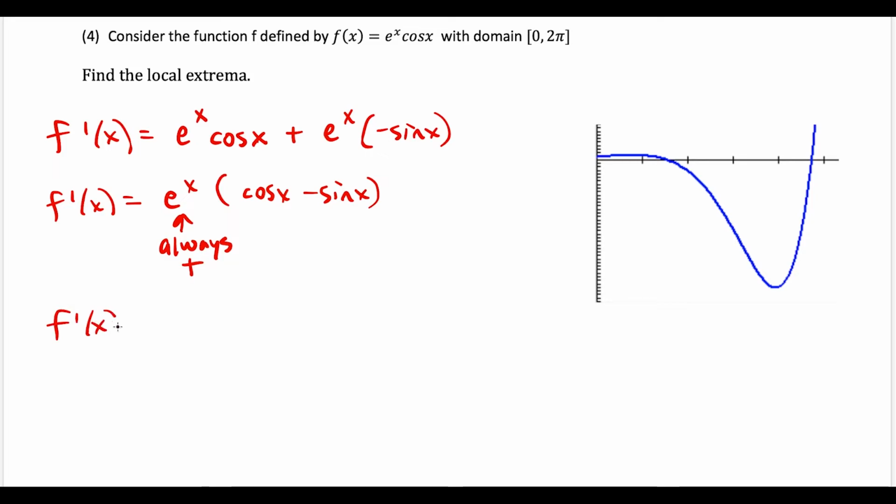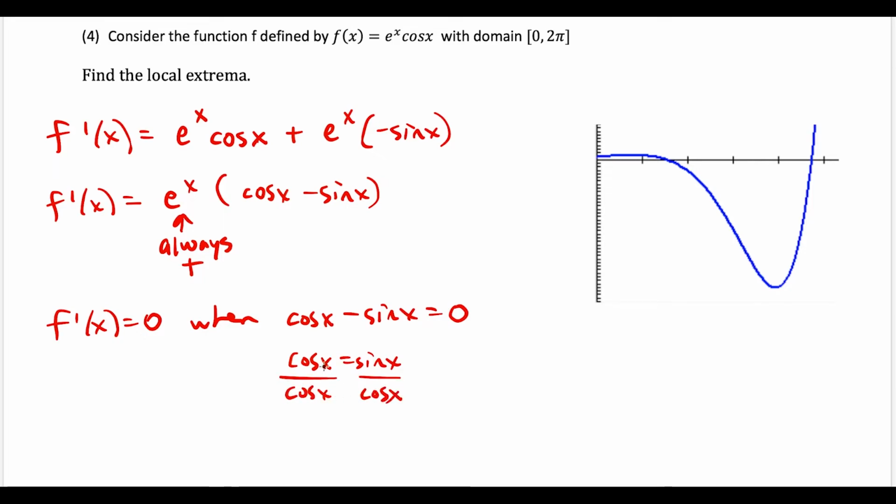f prime of x is going to equal 0 strictly when the second factor equals 0, when cosine x minus sine x equals 0. But now we could do a little trigonometry here. This is going to be true when cosine x is equal to sine x, and if we divide both sides by cosine, we're really solving for when 1 equals sine over cosine, which makes tangent x equal 1. Be mindful that the domain was restricted from 0 to 2 pi. So when we make our sign chart for f prime in a moment, we don't have arrows at either end.